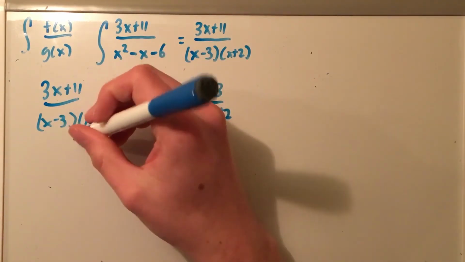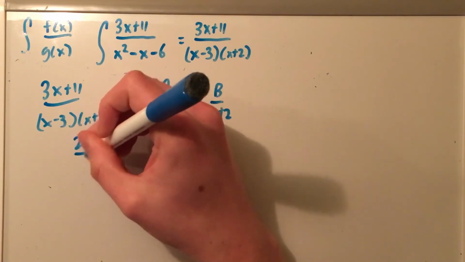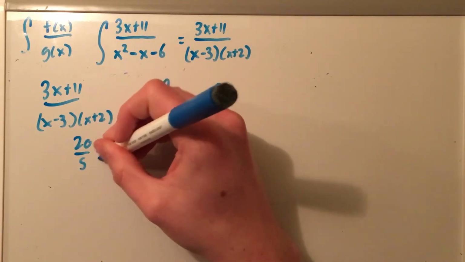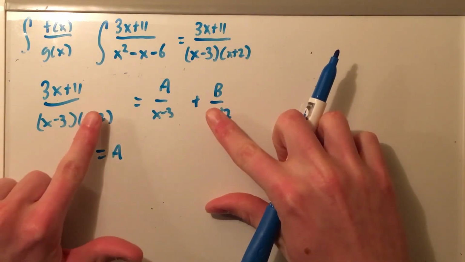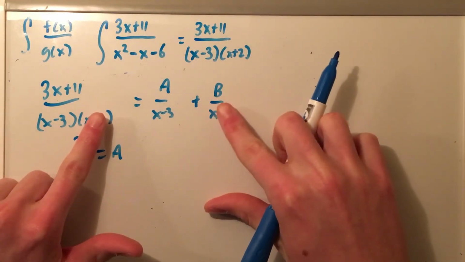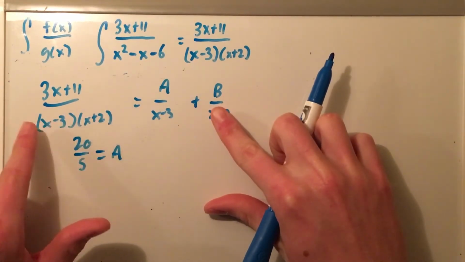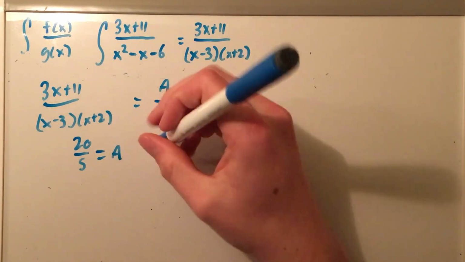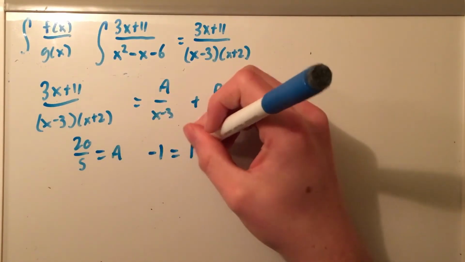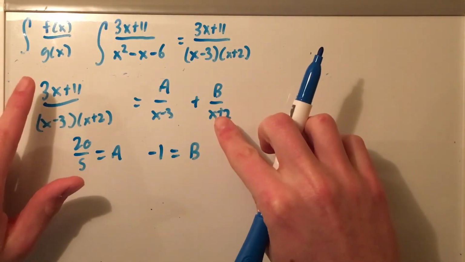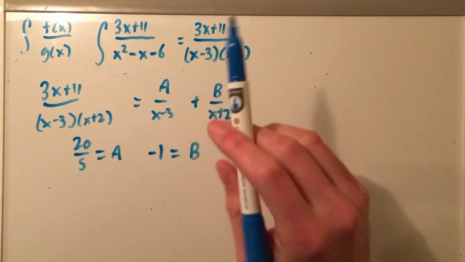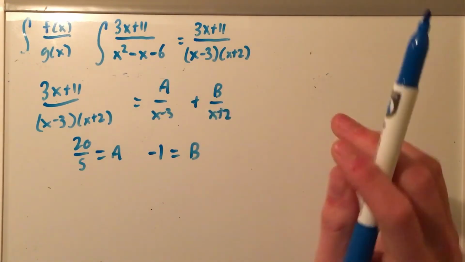So you plug in that 3, and you're going to get, again, 20 over 5, and that's your a. And then you're going to do the same thing over here. Cover up the x plus 2, cover up the x plus 2. Plug in negative 2, because that's what makes it equal to 0. And you're going to get the exact same answer, which is going to be negative 5 over 5, negative 1. All right, and then you do the exact same thing I just did to solve the integral.